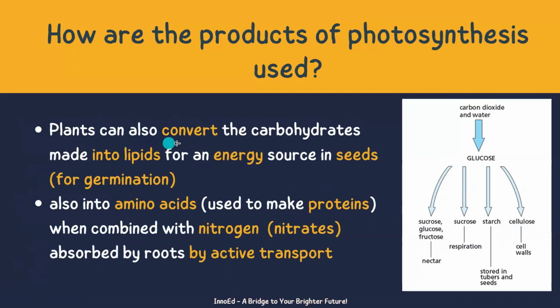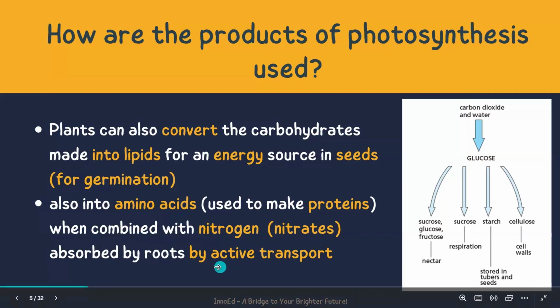Then the plant can also convert the carbohydrates into lipids for energy storage inside the seeds, which will be used for germination. The plants can also convert the carbohydrates into amino acids when they are combined with nitrogen or nitrates, which are absorbed by the roots by active transport.